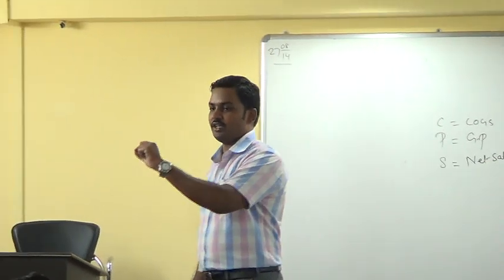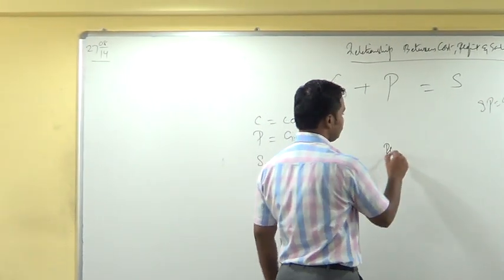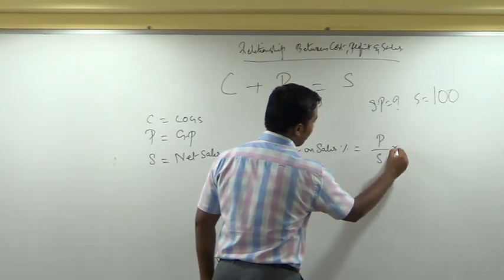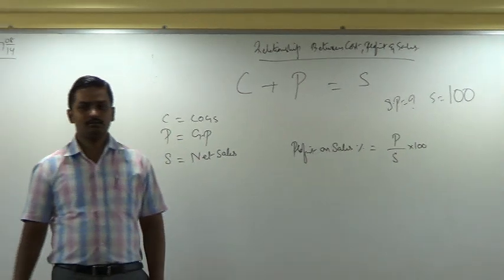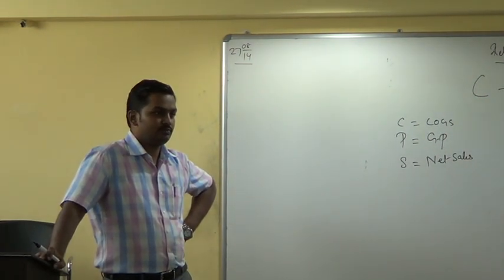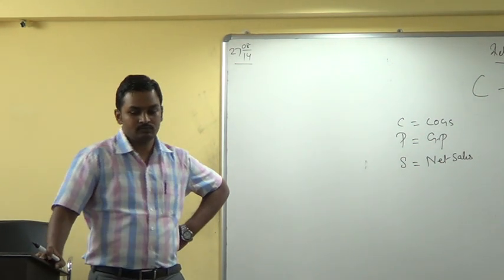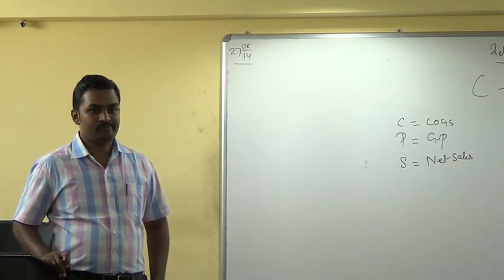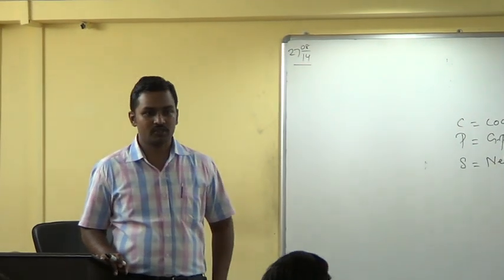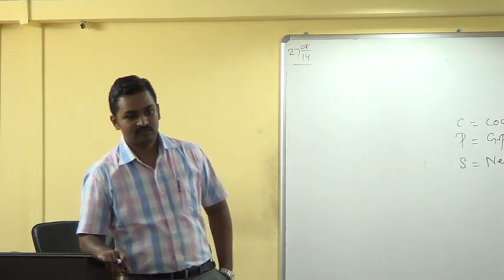Profit on sales percentage is equal to P by S into 100. Profit can be expressed as a percentage on sales and can also be expressed as a percentage on cost. Normally, profit is always expressed as a percentage on sales, not on cost. Next.